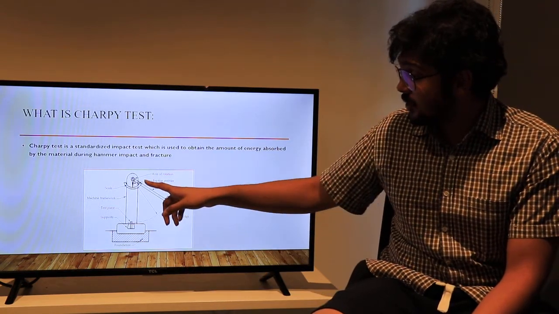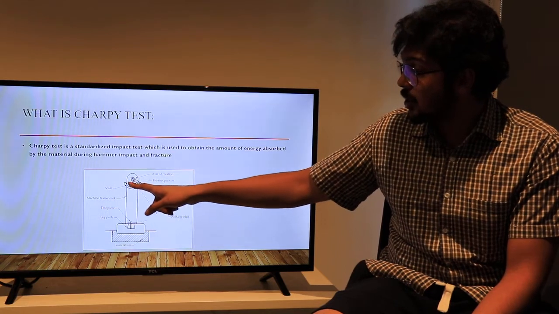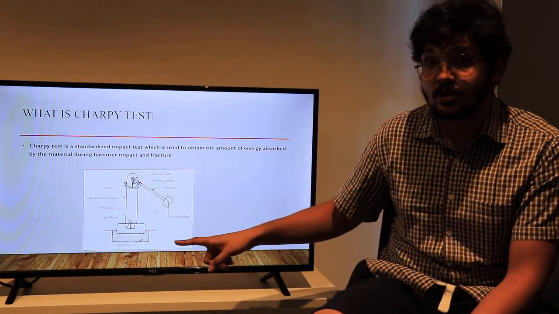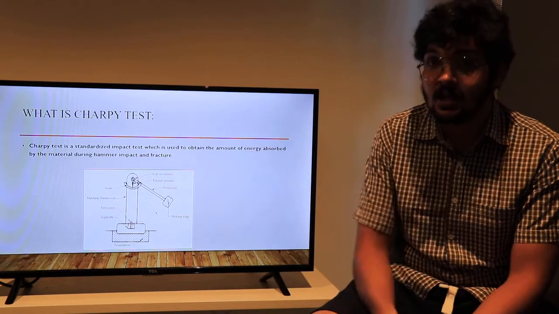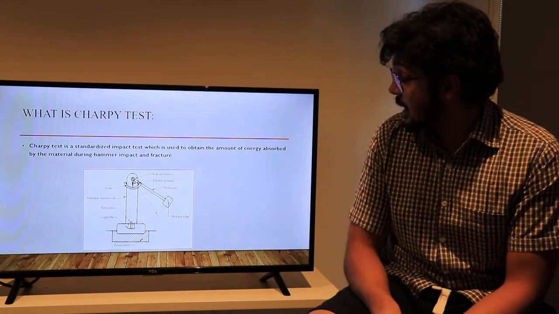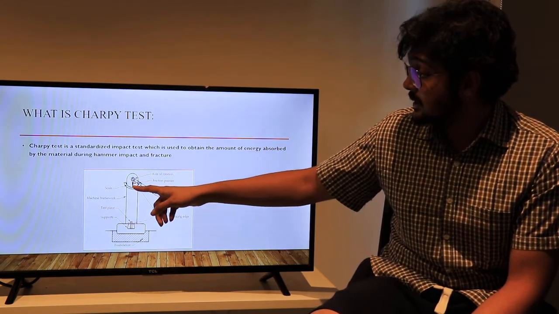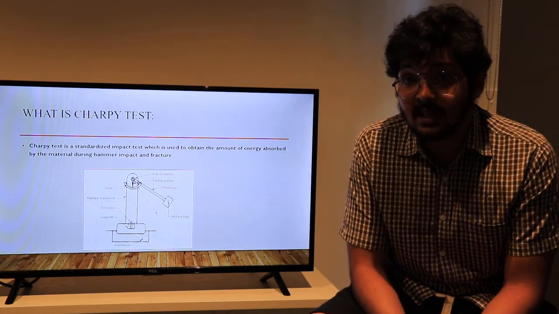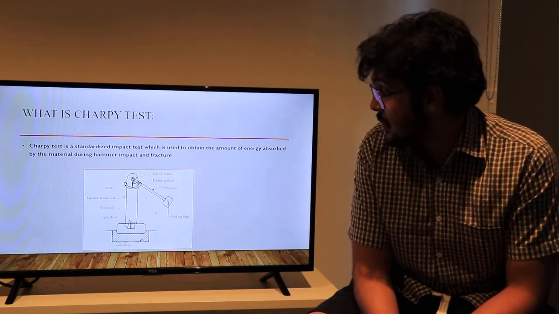It is attached to a pendulum which is then connected to a scale which reads how many joules of energy are used to break the specimen. On analyzing the amount of energy that is used, we can determine the impact resistance of the material.